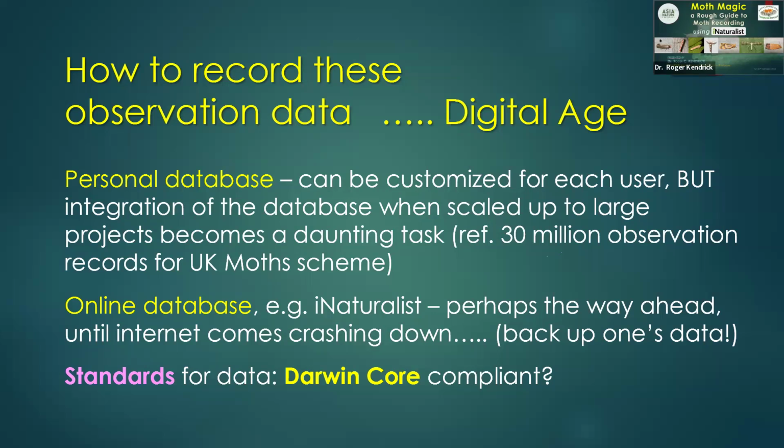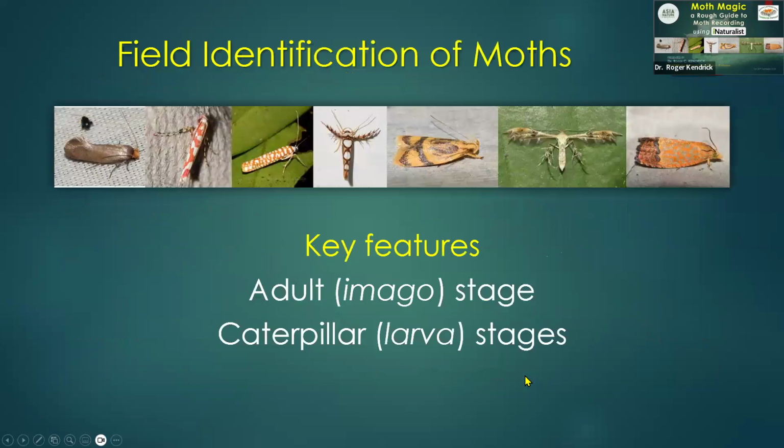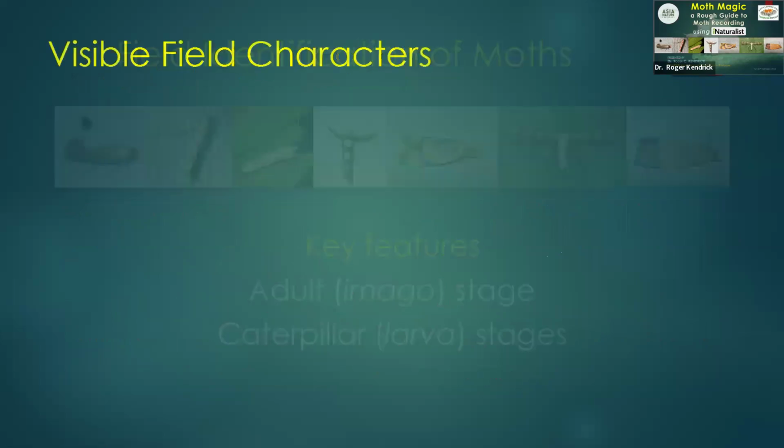Now, that's the end of what an observation is. How do you go about identifying? I'm going to talk about some key features that I would love to see as part of photographs made by observers.